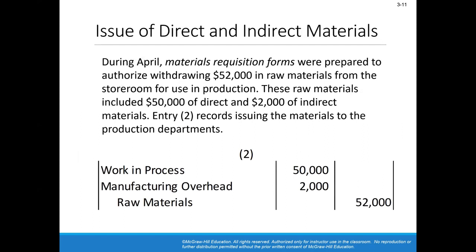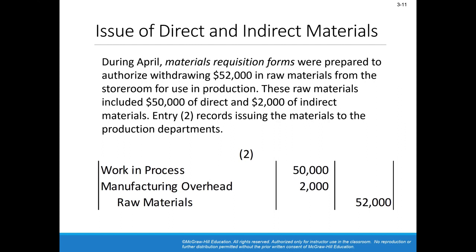During April, we have materials requisition forms, which are prepared to authorize withdrawing 52,000 in raw materials from the storeroom to use in production. So we're pulling that out, we're going to bring it into work in process. These raw materials include 50,000 of direct materials and 2,000 of indirect materials.